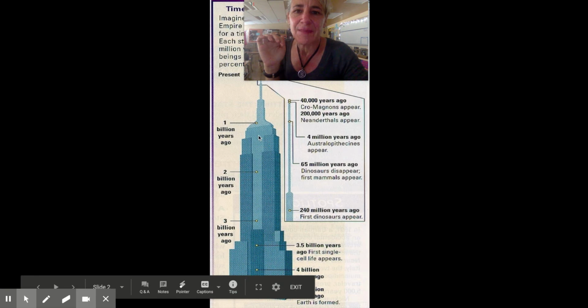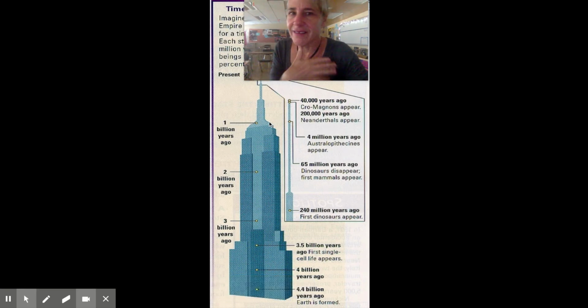All this time, again, this is 1 billion years ago. This is 2 billion years, 3 billion years, 4 billion years. And only the tippy top of this Empire State Building would be life as we know it, from the first dinosaurs to the first mammals to Australopithecus, which is the first upright human we have fossil records of, mostly footprints walking along on two feet. And then Cro-Magnon, which are the most modern humans. So even this span is like 4 million years for things to change. So anyway, that's what that picture is.